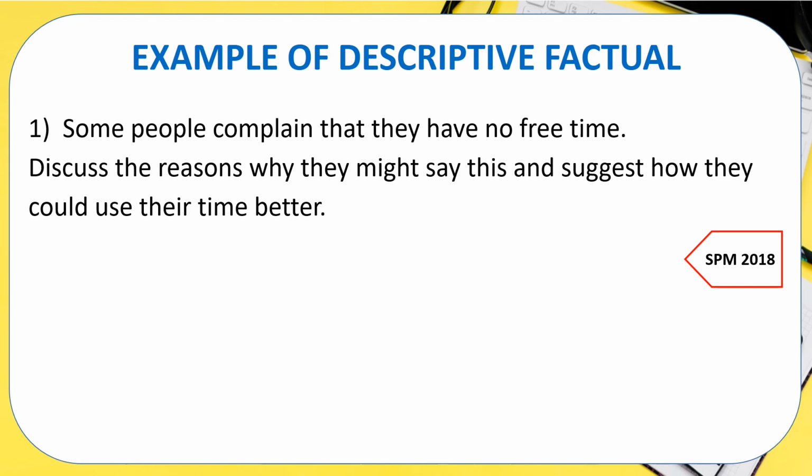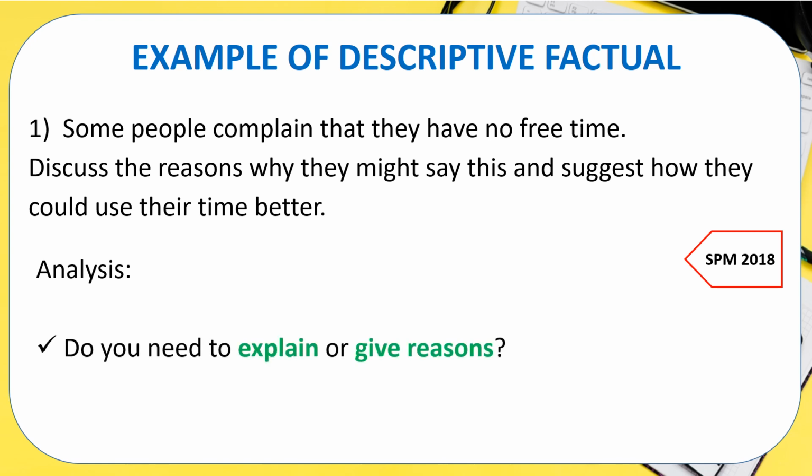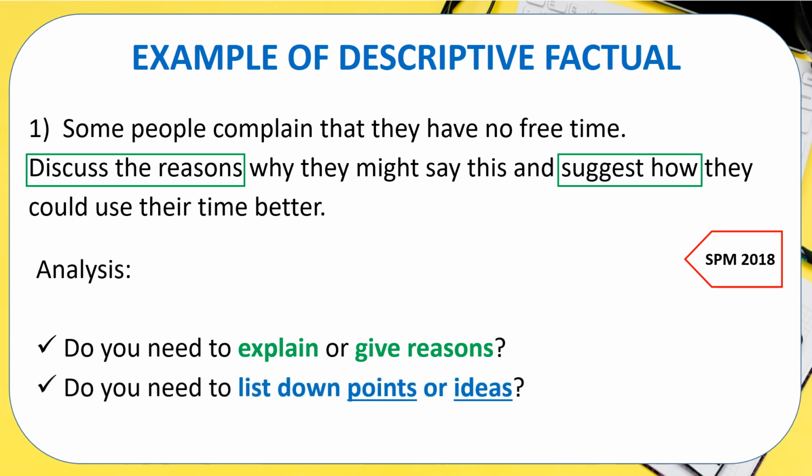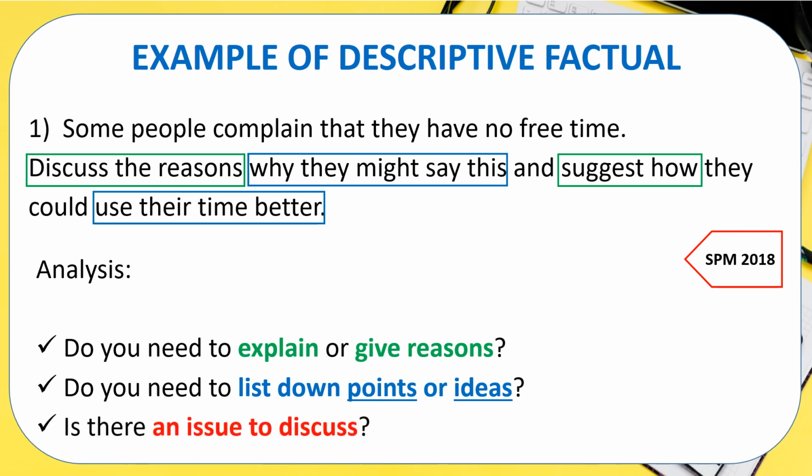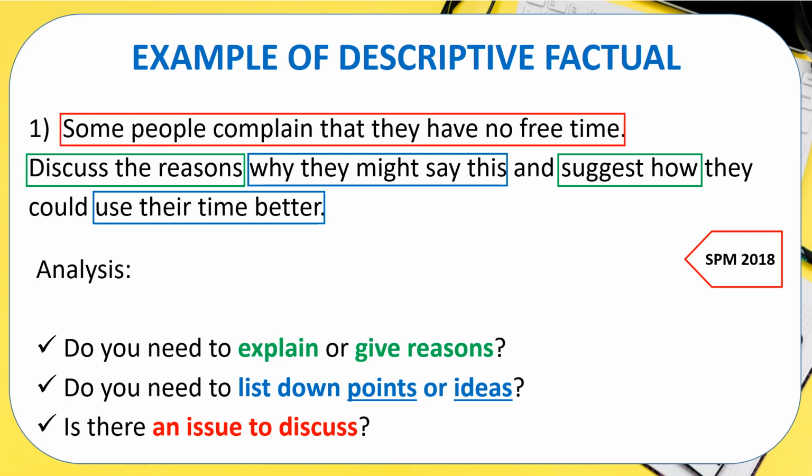Now time for analysis. Do you need to explain or give reasons? Yes, discuss the reasons. So you need to explain the reasons and then suggest how. So you need to give ideas here. Do you need to list down points or ideas? Obviously, when you need to give reasons and suggest, right? So why they might say that they have no free time and how can they use their time better, right? So is there an issue to discuss? Obviously, the issue is some people complain that they have no free time.